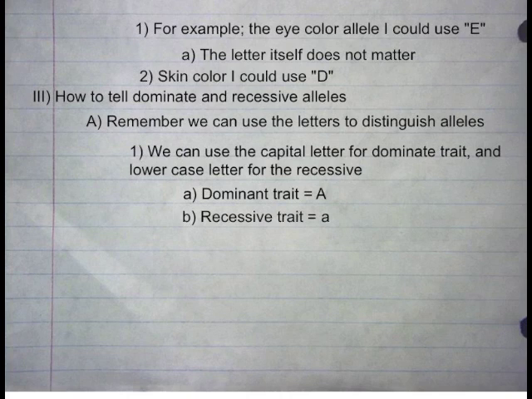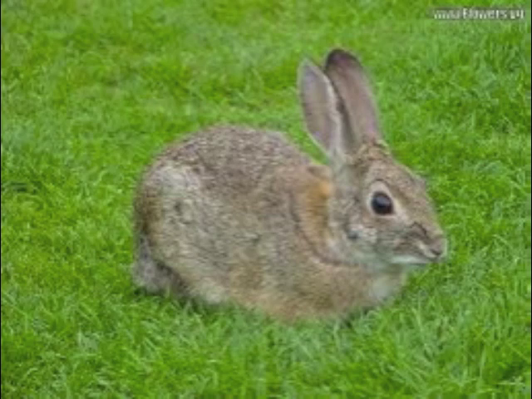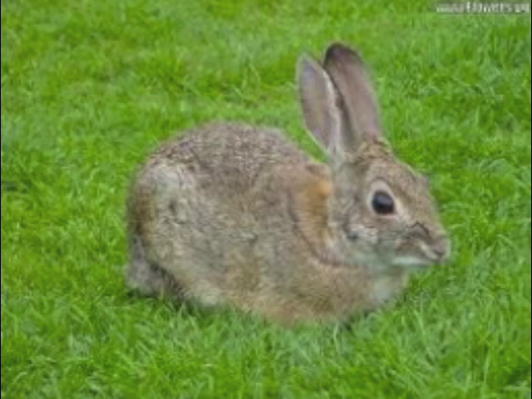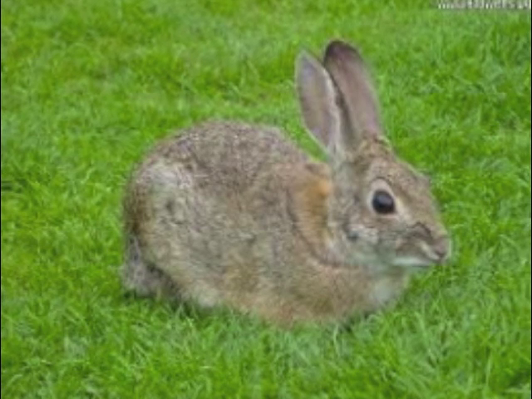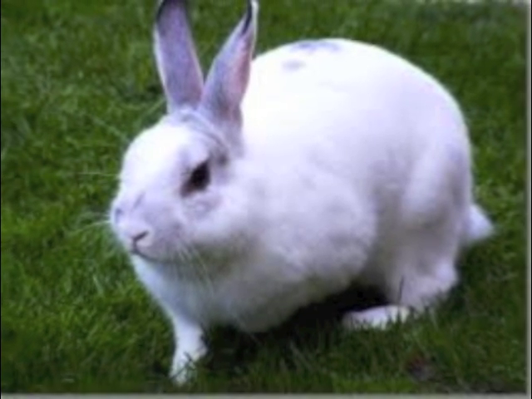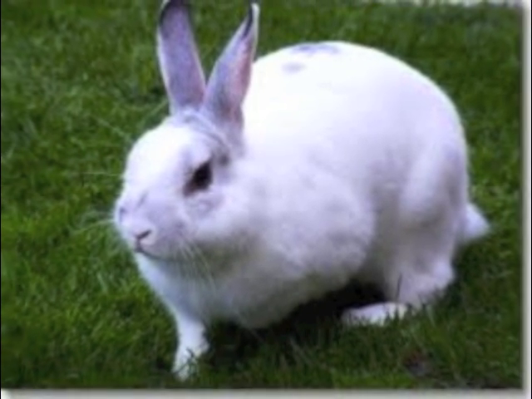How to tell dominant and recessive alleles. Remember, we can use the letters to distinguish alleles. We can use a capital letter for the dominant trait and lowercase for the recessive. For example, dominant trait, big A, and the recessive trait, little a. If we use these rabbits as an example, let's say that brown fur is dominant, we could give them big F for being a dominant brown furred rabbit. We could then say that a white rabbit has little f.